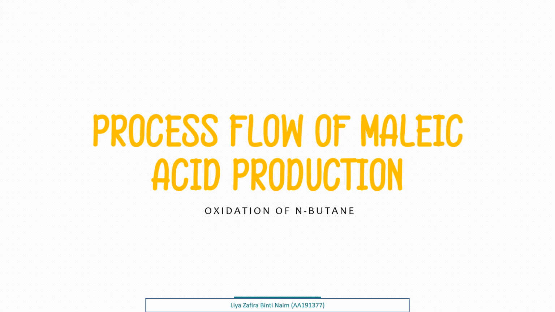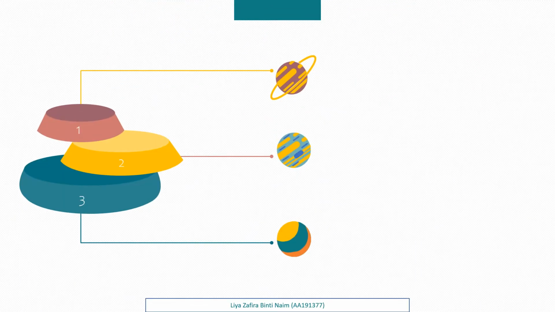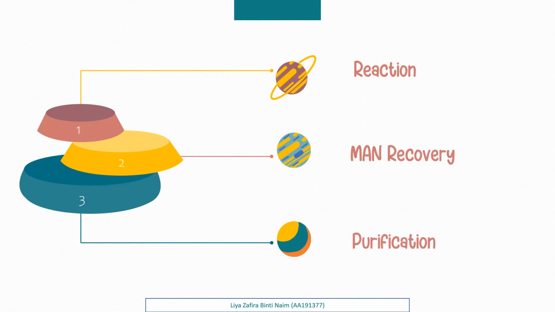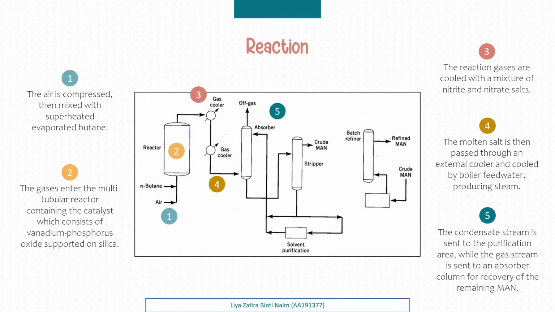AA191377. Today I'm going to talk about the process flow of maleic acid production from the oxidation of n-butane. This process consists of three parts: reaction, MAN recovery, and purification. We go to the first part, reaction.